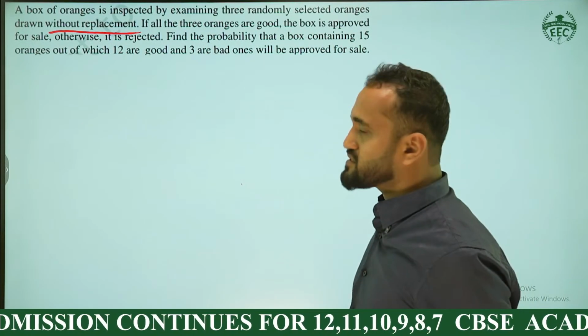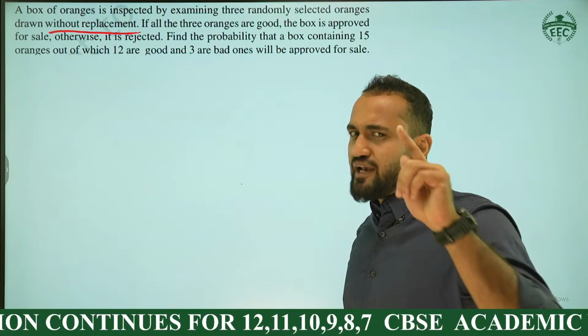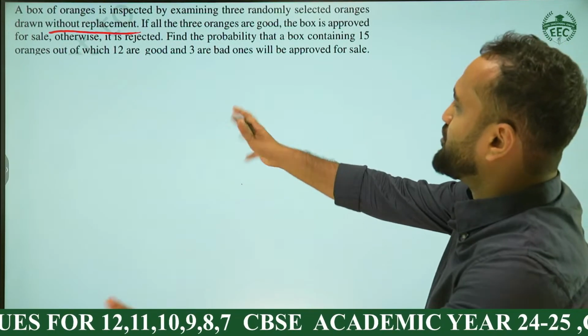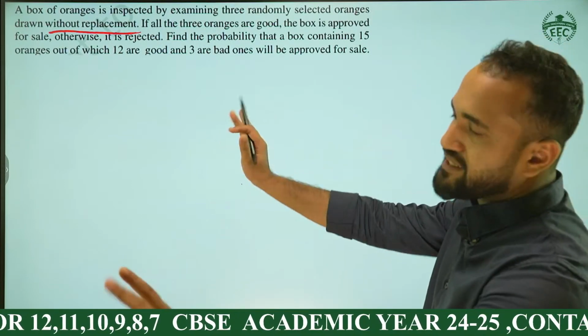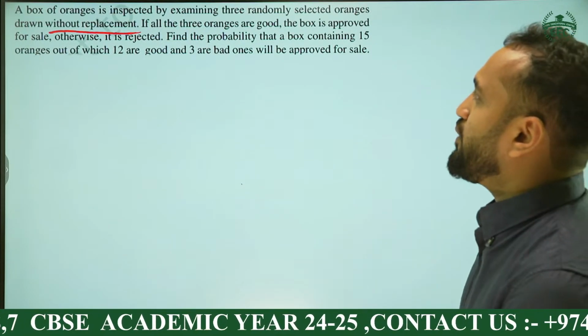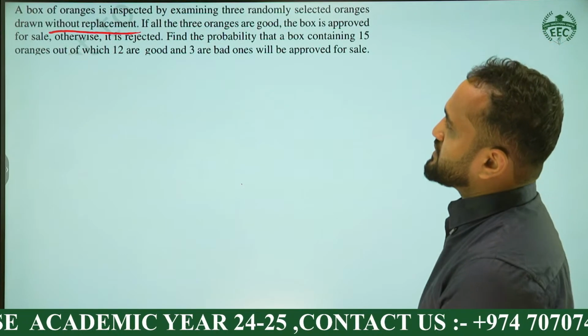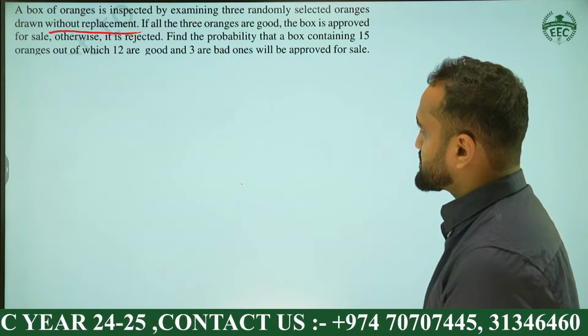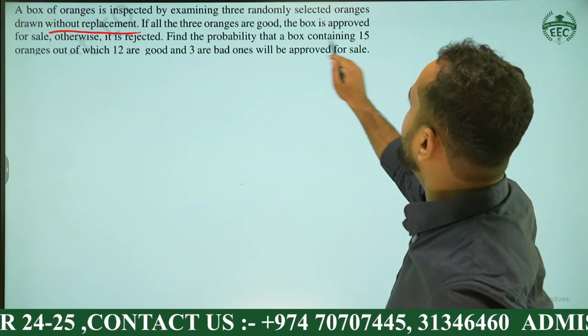Otherwise, what do you mean by otherwise? Out of the 3, at least one is defective, found to be not good, then it will be rejected. That box will not be approved for sale. Now, what is the question here? There is a person who manufactures oranges, but that box containing how many?